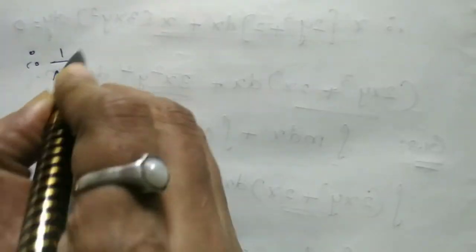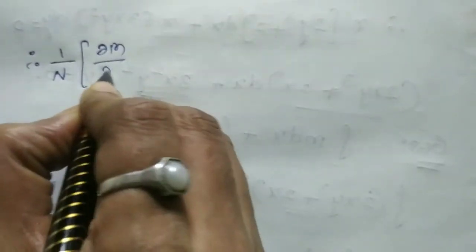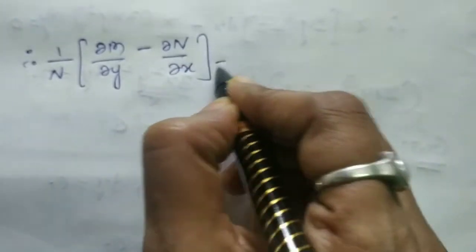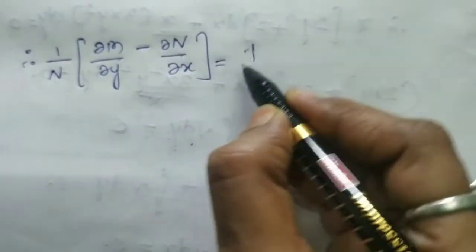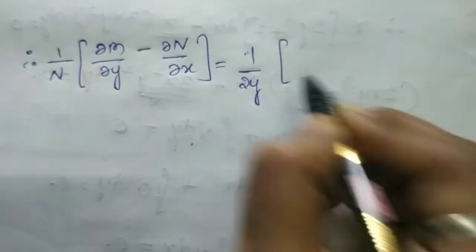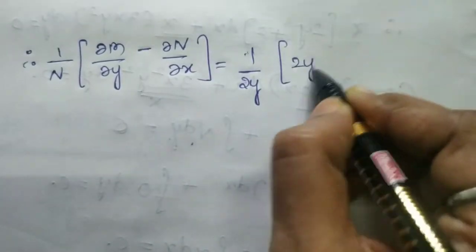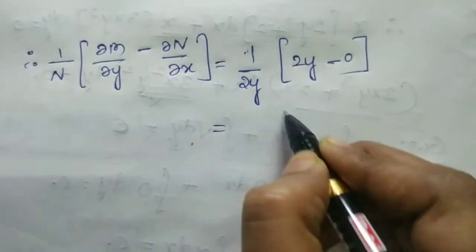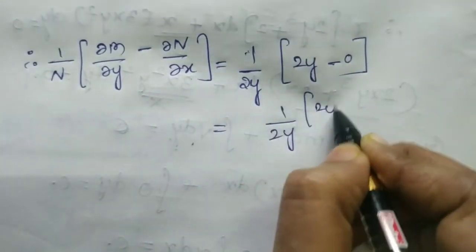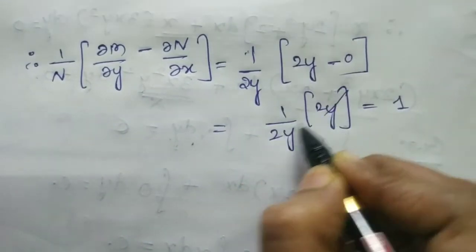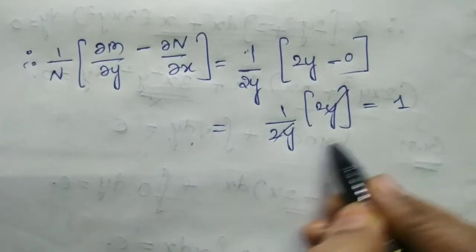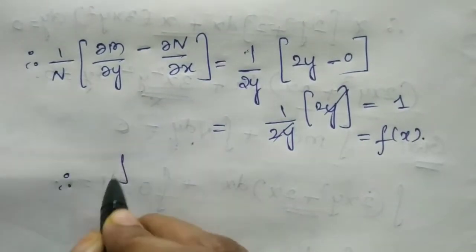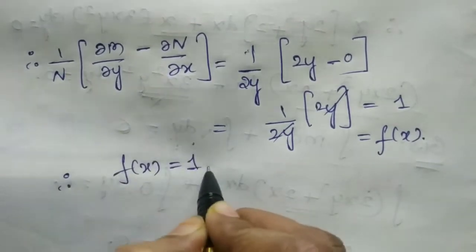So 1 by N of (dou M by dou y minus dou N by dou x). The value of N is 2y. So 1 by 2y of (dou M by dou y, whose value is 2y, minus dou N by dou x, which is 0). So 1 by 2y of 2y. So here the 2y cancels, and that is equal to 1. So this is equal to f of x. So therefore f of x equal to 1.